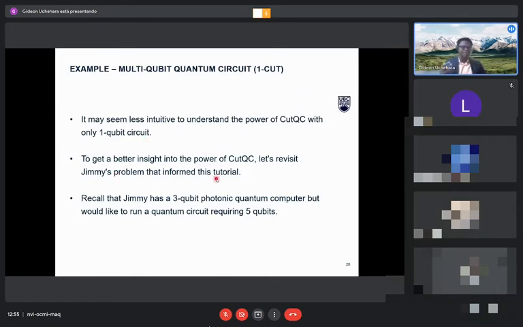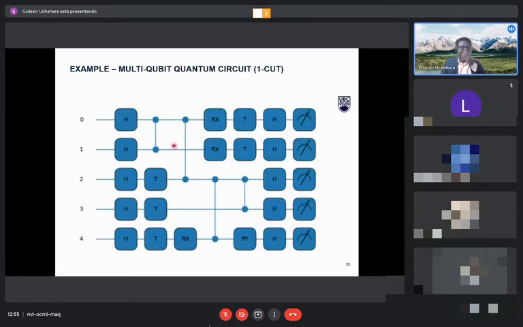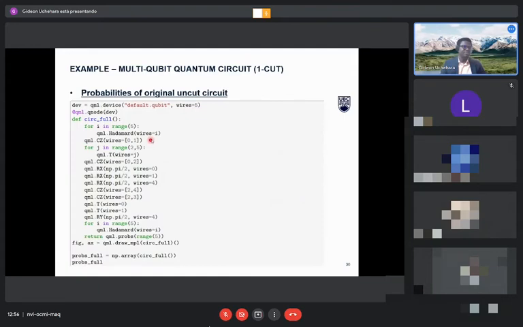If you read the tutorial that I shared before, we had a problem with Jimmy, who wanted to solve some problem with his photonic quantum computer that requires 5 qubits, but he had a device with 3 qubits. So we want to visit that problem again. Now, this is the problem that Jimmy wants to solve with the 3 qubit quantum computer, but this is 5 qubits. So how can we solve this problem?